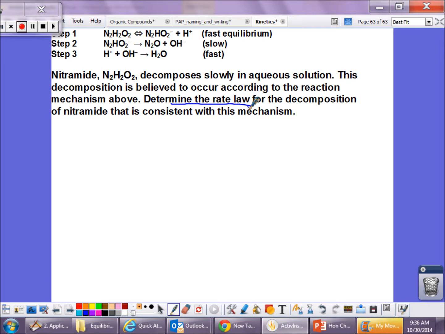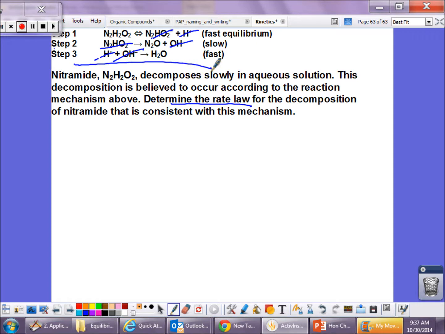So I don't have really anything to compare. They don't even ask me if it's a valid mechanism. So all I have to do is cross out my intermediates first. I see N2H, N2HNO2. Is this an intermediate? Yes, it is. This is an intermediate. This is an intermediate. Wow, two intermediates. This is one and this is one. Here's another one.